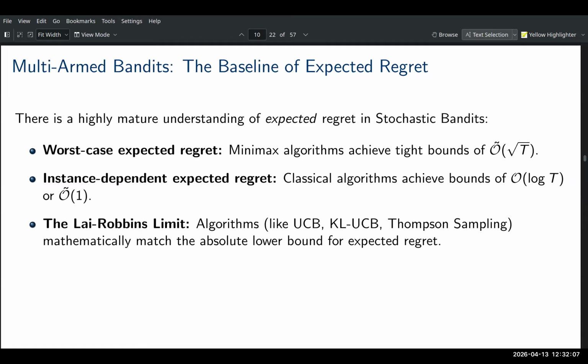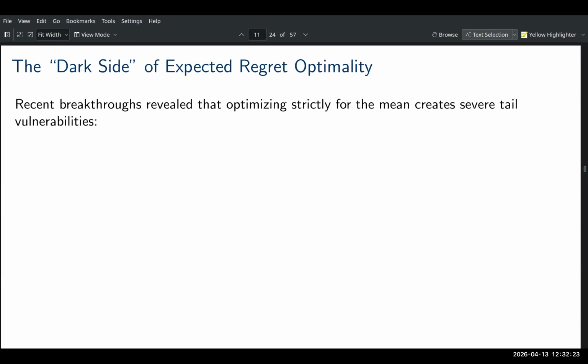And Lai and Robbins showed that in this case, you should have O(log T) like this. You cannot do better than that. And so we have the best performance for the instance-dependent regret. But what if you look beyond the expected value? There's a series of papers showing that the results here are very strong and very recent.